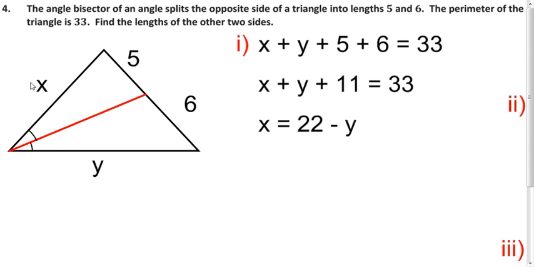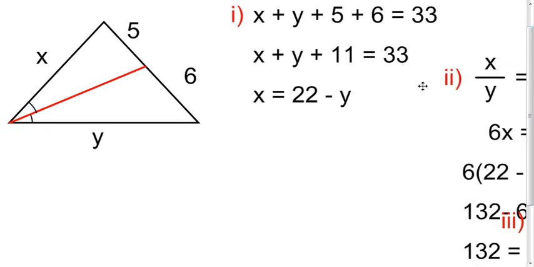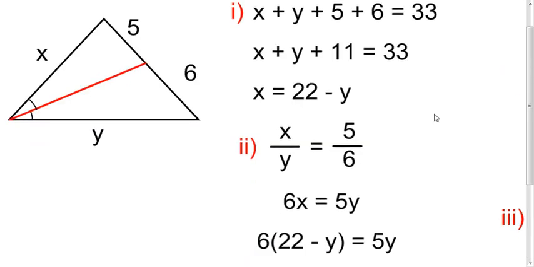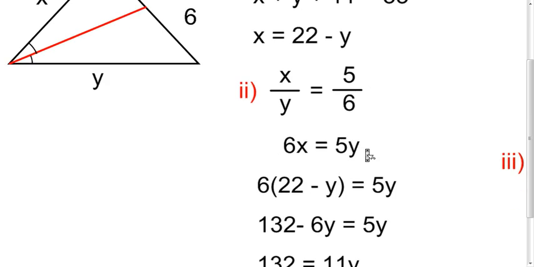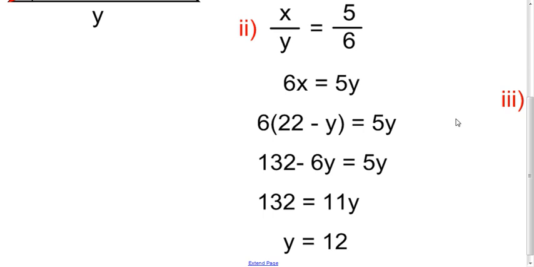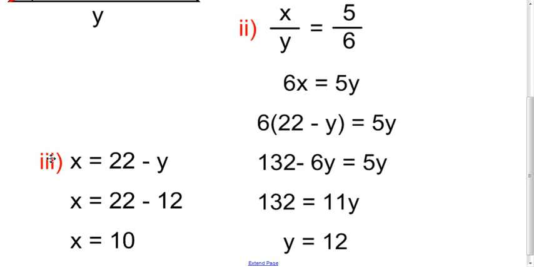Well, we know that the perimeter is 33. So if we add everything together here, we get 33. And then I wanted to solve for x because we're going to have to substitute. Another equation we can write involves the angle bisector theorem. So x over y is 5 over 6. Use the cross product, and then substitute for x. Distribute. Move your y's to the same side, and you get 12. And then finally, we substitute, and you find out that x is 10. So this is the way of solving it like we did the other problems.